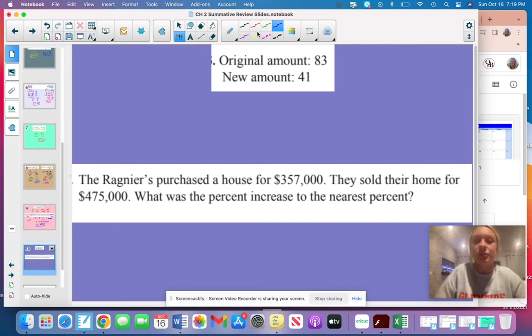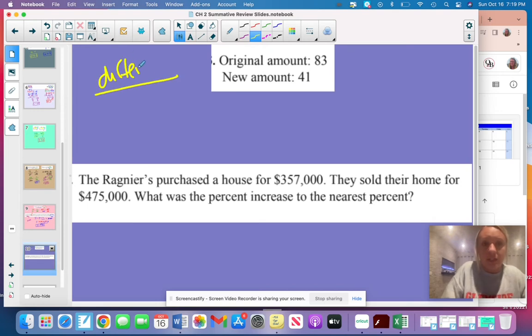So this was lesson 2.10. It's like 2.9 and 2.10, where we're talking about percent increase, percent change, etc. Remember that when you're trying to find the percent change, you find the difference between the two values and put it over the original. Okay, so you put it over the original. So if I'm looking at this, I'm going from an original of 83 to 41. First of all, that's a percent decrease.